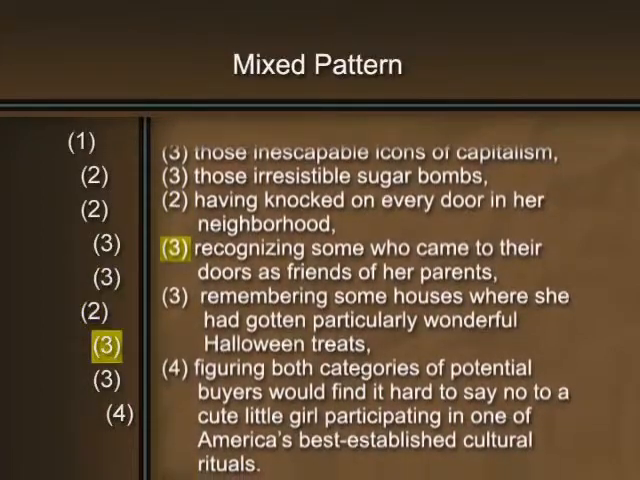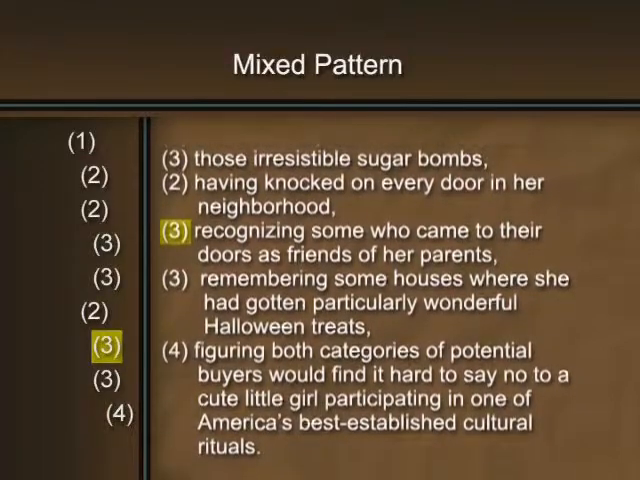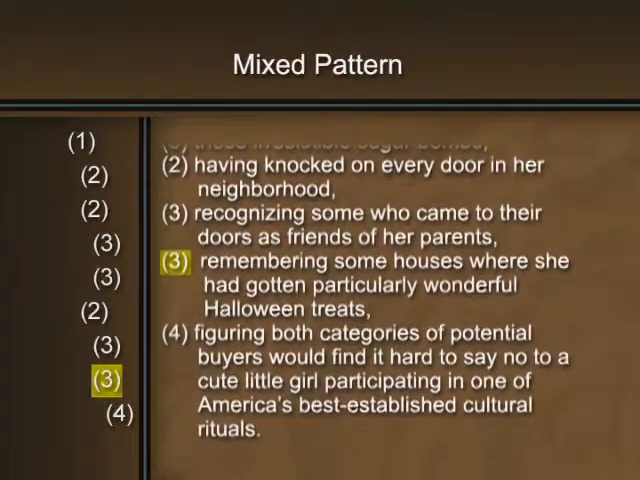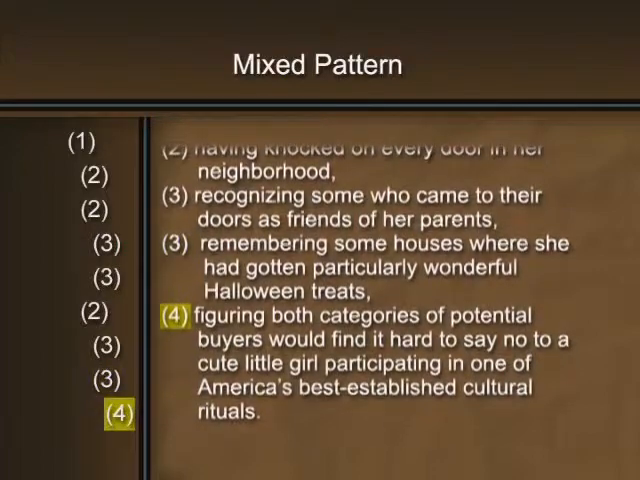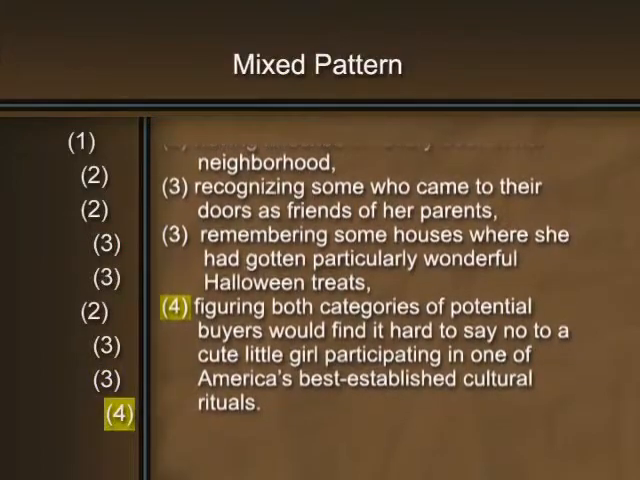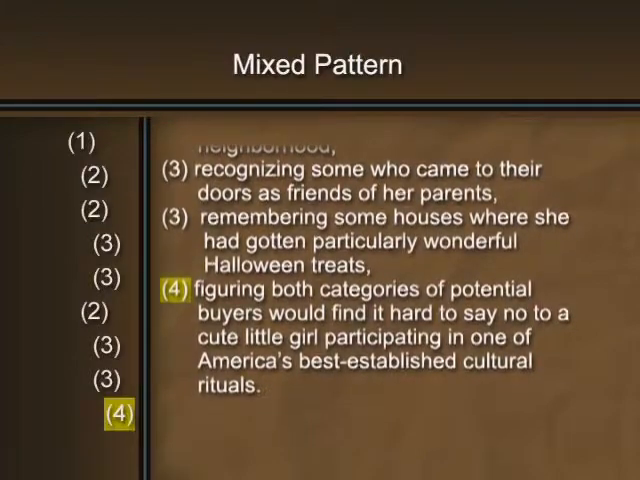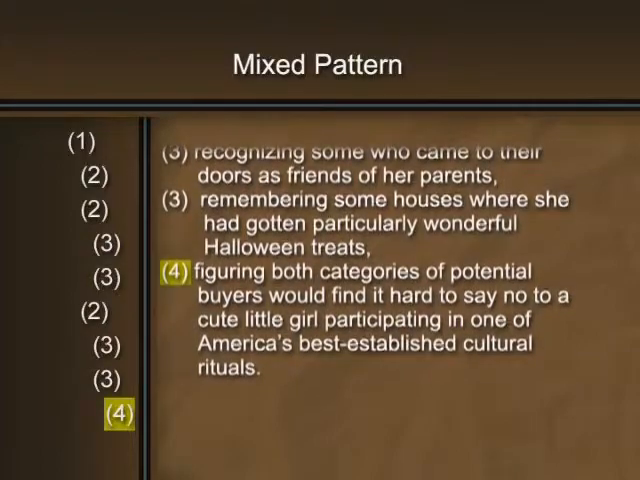Another third level, recognizing some who came to their doors as friends of her parents. Another third level, remembering some houses where she had gotten particularly wonderful Halloween treats. And now a fourth level, figuring both categories of potential buyers would find it hard to say no to a cute little girl participating in one of America's best established cultural rituals.